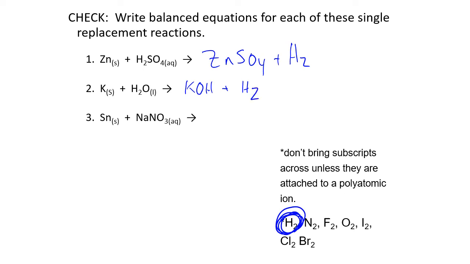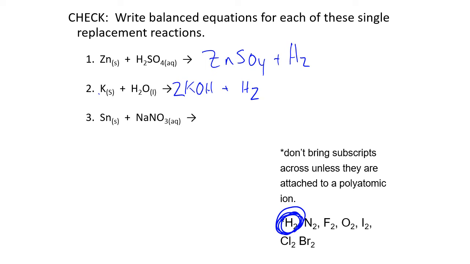So there's the equation, but it is definitely not balanced, right? Think about this as HOH. So we have K, OH, and H. There's one K, one OH, one H, and one K, one OH, two H's. So we have to double this. So now we have two H's, but we have two OH's. We have to put a 2 there.